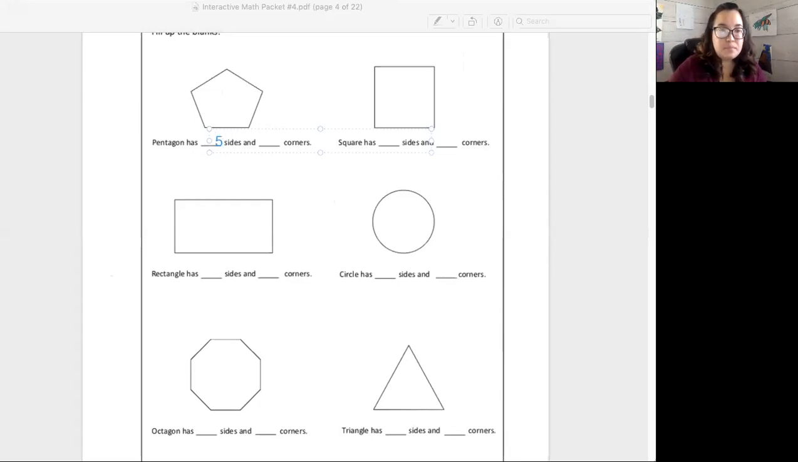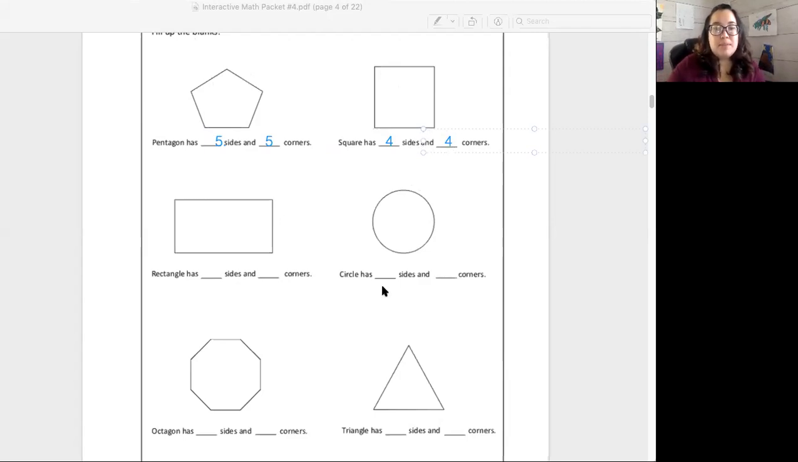So I put 5. And that means how many corners? Let's count. 1, 2, 3, 4, 5. There are 5 corners, so I can put 5 there as well. Easy peasy, lemon squeezy. All right, moving over to the square. Let's count the square to see how many that has. So I have 1, 2, 3, 4. I have 4 sides, and my corners are right on the edges. 1, 2, 3, 4. I also have 4 corners. So I'm going to put 4 there as well.